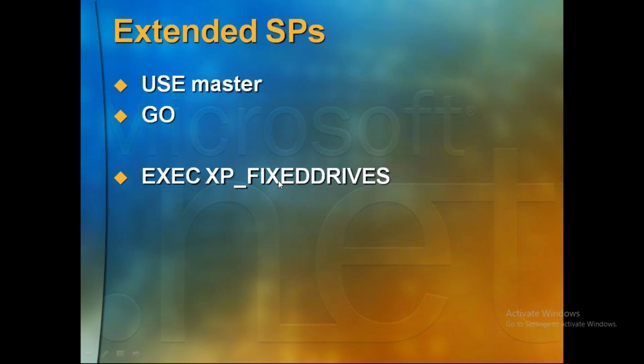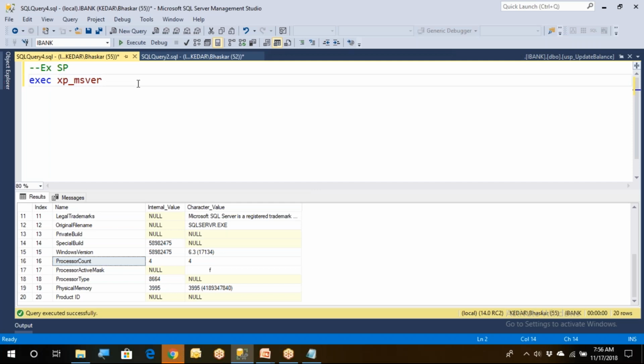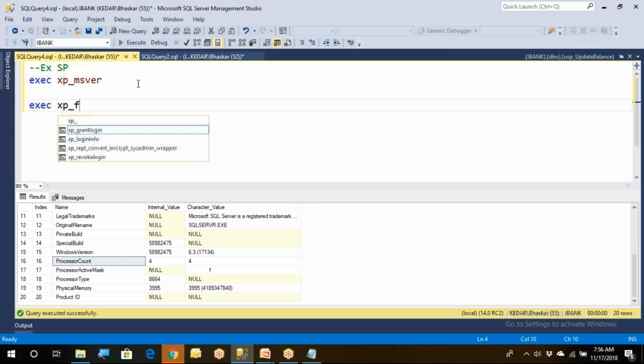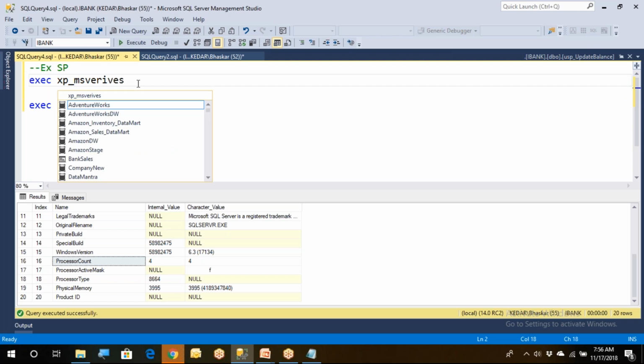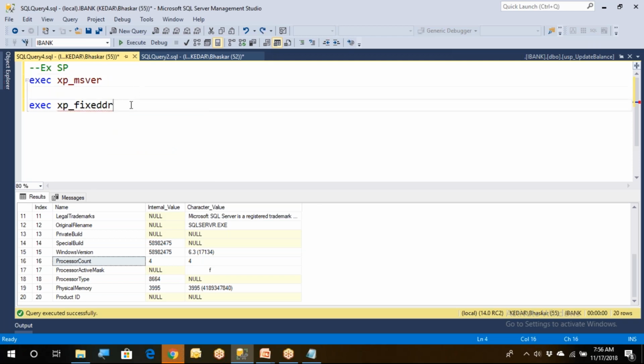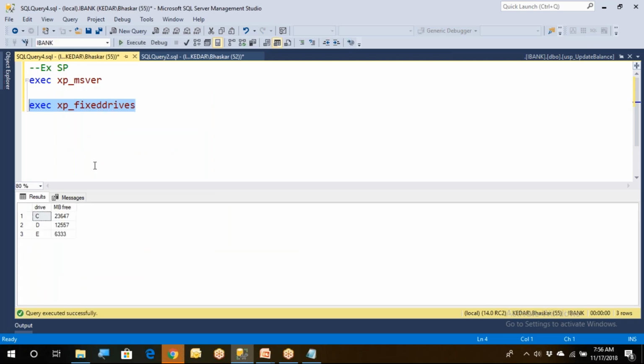Okay, and we have one more thing, xp_fixeddrives. Let me show you this also. Okay, execute xp_fixeddrives. Fixed drives will give you what is the free space in your C drive or D drive in MBs. Okay, the data I should be able to understand, because if there is no space in the C drive or D drive, I should be able to get an email as a DBA.